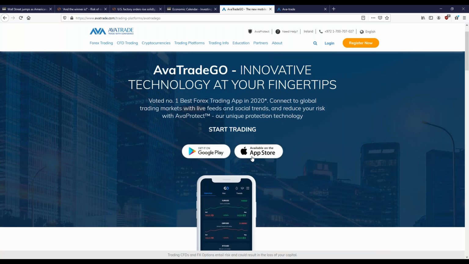These links will take you right there. You can just do a quick keyword search in your app store and you'll find AvaTrade Go. It works on MT4 and MT5 accounts.